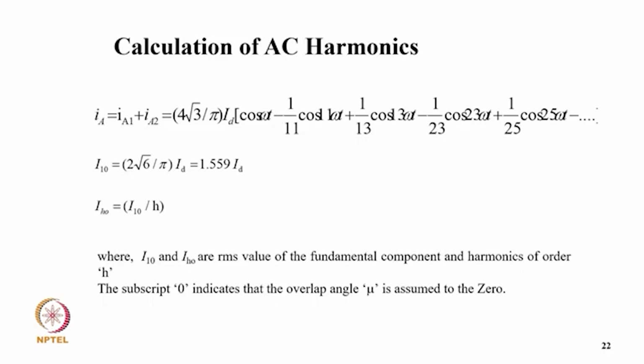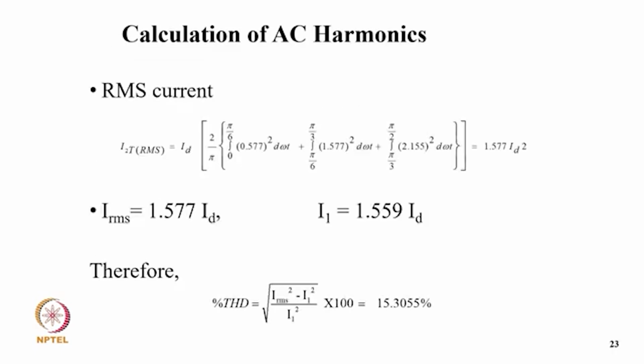The subscript 0 indicates that the overlap angle mu is assumed to be 0. So the RMS current is now I2 RMS equal to ID in bracket 2 by pi, integral 0 to pi by 6 of 0.557 squared d omega t, plus pi by 6 to pi by 3 of 1.577 squared d omega t, plus pi by 3 to pi by 2 of 2.15 squared d omega t. These are the steps, and bracket close, that comes equal to 1.557 ID squared. So from this, that was I2 square, that is IRMS, comes to 1.557 ID, and I1 is 1.559 ID.